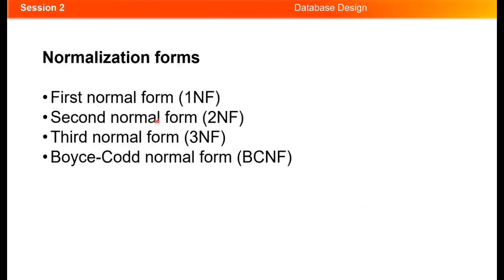There are typically considered to be 4 normalization forms: first normal form, second normal form, third normal form, and a variation of third normal form called Boyce-Codd normal form. In our next video, we are going to look at each of these normal forms.